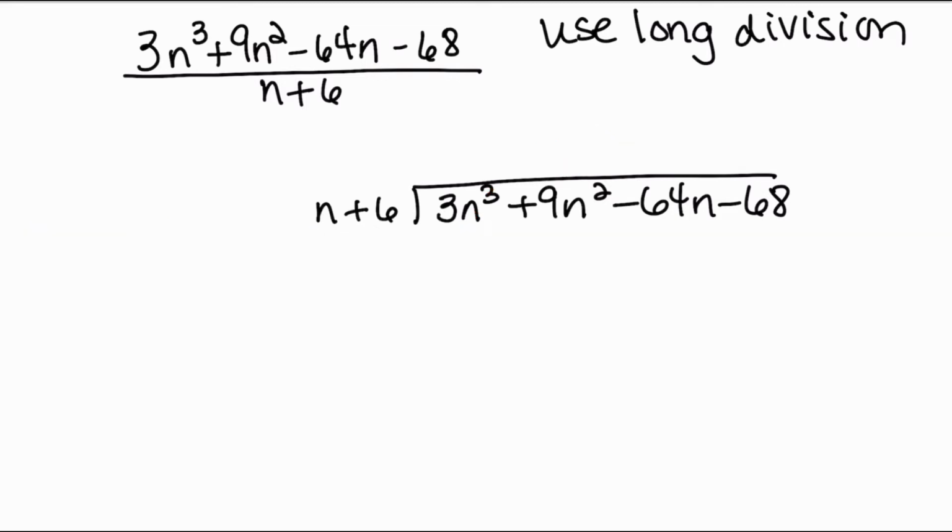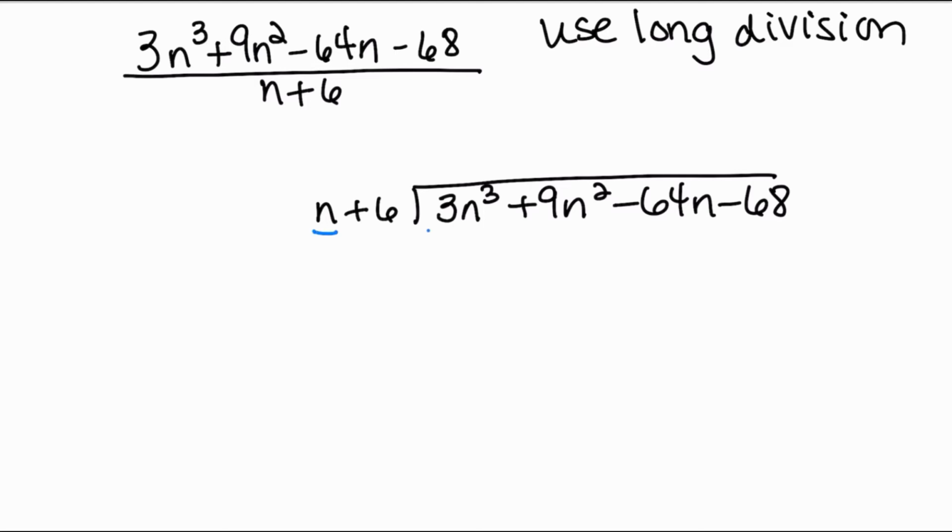Okay, so the first thing that we're going to do, remember, is to check what I am dividing. So in this case, 3n to the third plus 9n squared minus 64n minus 68. You want to make sure that every single power is accounted for. If there is a power missing, you're going to have to put a placeholder like 0n squared or 0n. So in this case, I'm not missing any power. Then I'm going to go ahead and start dividing.